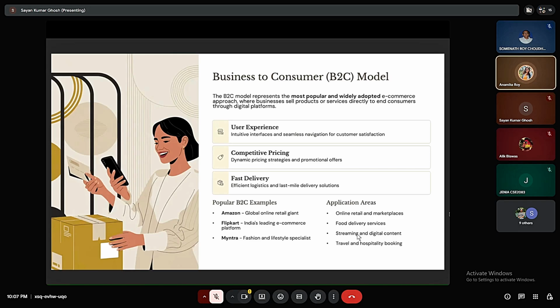Some well-known B2C platforms are Amazon, Flipkart, and Myntra, which offer a wide range of products to consumers. The B2C model is widely used in online shopping, food delivery, digital streaming, and travel booking services. Due to its ease of use and accessibility, the B2C model continues to dominate the global e-commerce market.